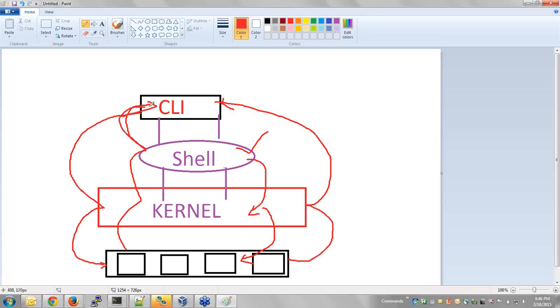So what the shell does here is convert that output into a human-readable format and display it on the output screen. This is the major job of the shell in a Linux operating system.